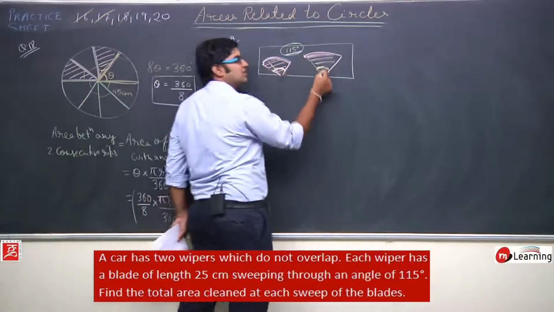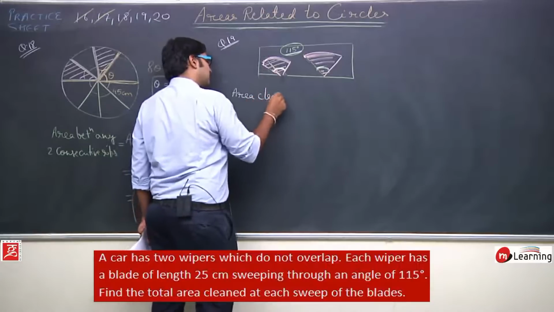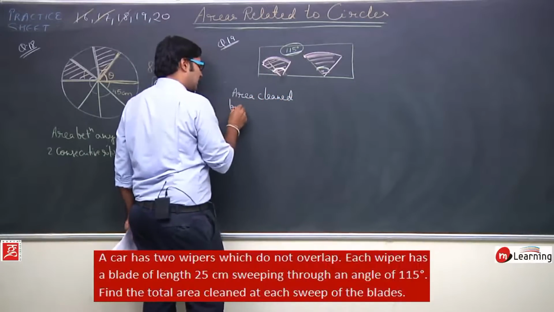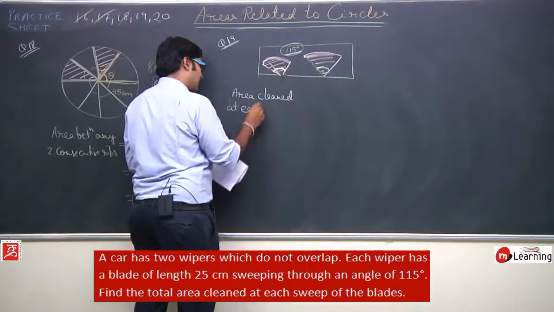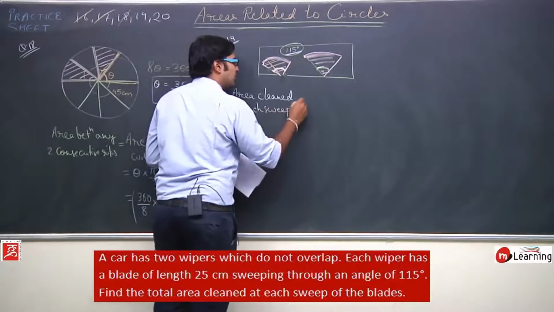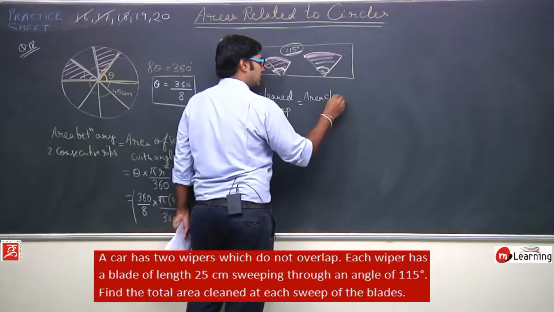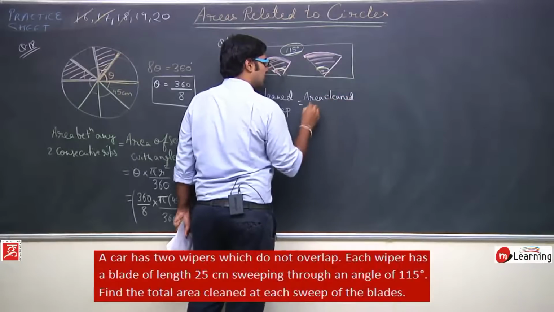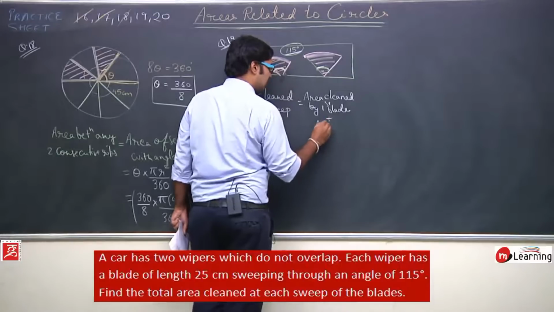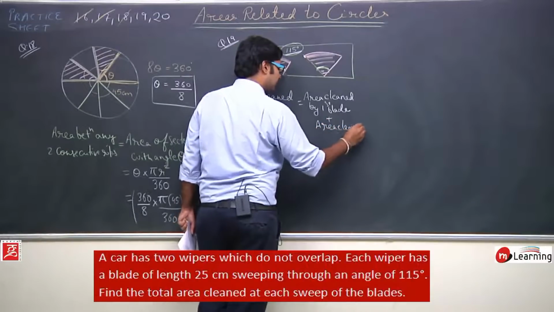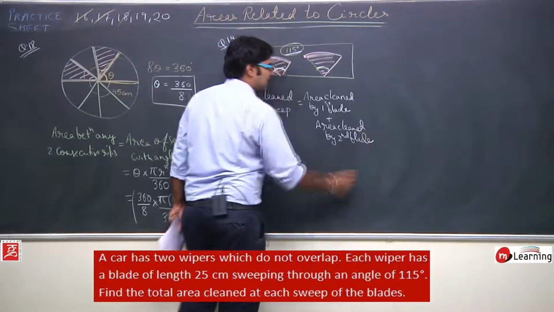This will be a sector of a circle, this will be a sector of a circle. So area cleaned at each sweep will be equal to area cleaned by first blade plus area cleaned by second blade. Now, what will be the area cleaned by the first blade?